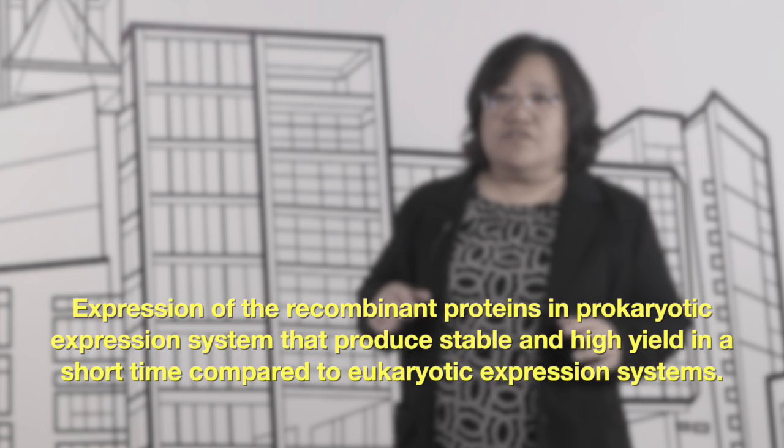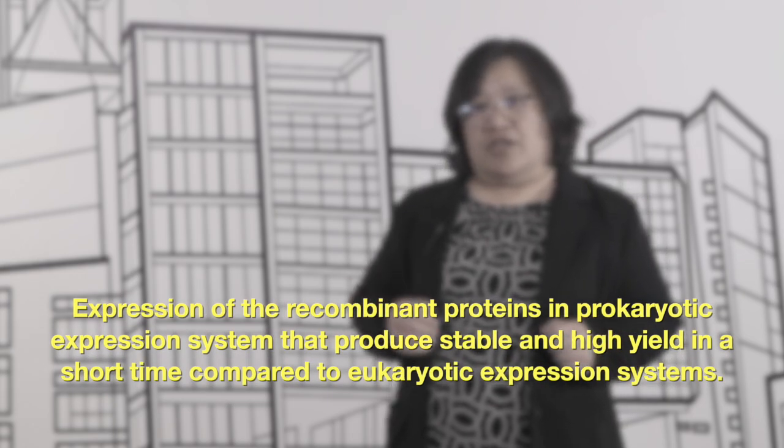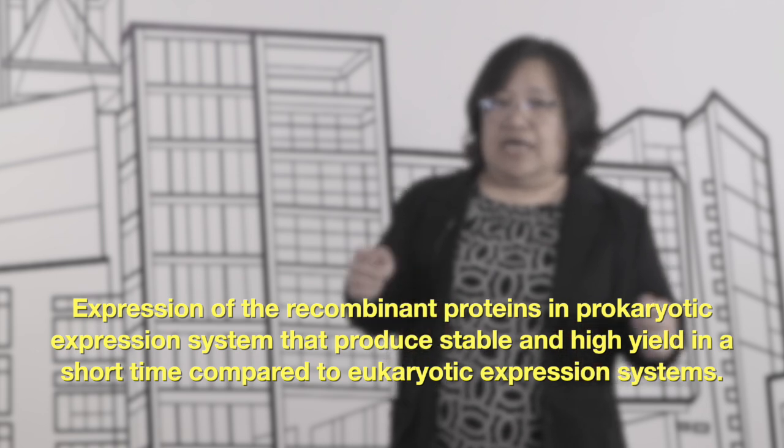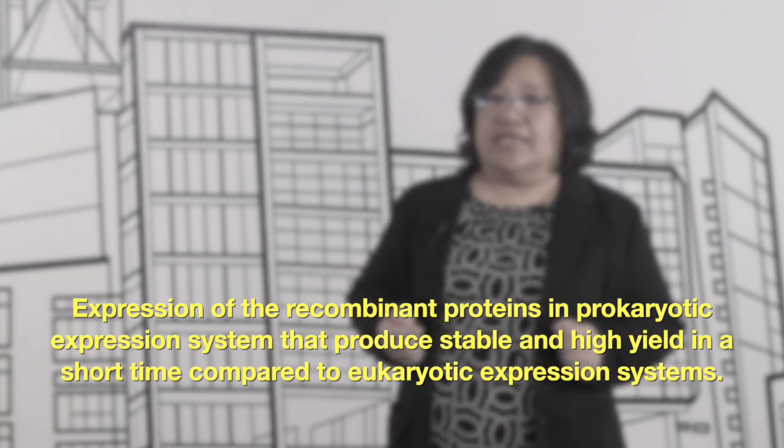Why is this crucial? This is very important, especially in endemic areas where both viruses are co-circulating. Thirdly, the expression of the recombinant proteins in prokaryotic expression system, in our case, we were using E. coli expression system, produces stable and high yield in a relatively short time compared to eukaryotic expression system.